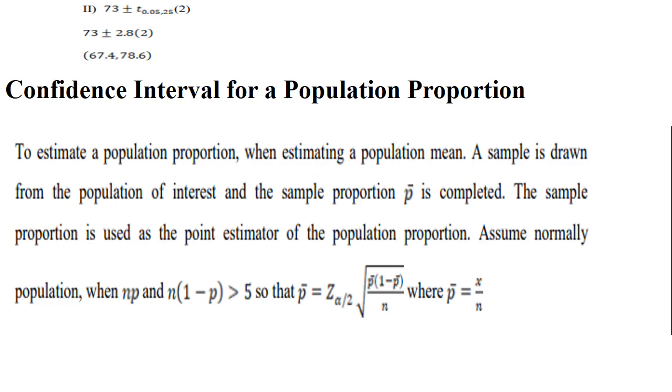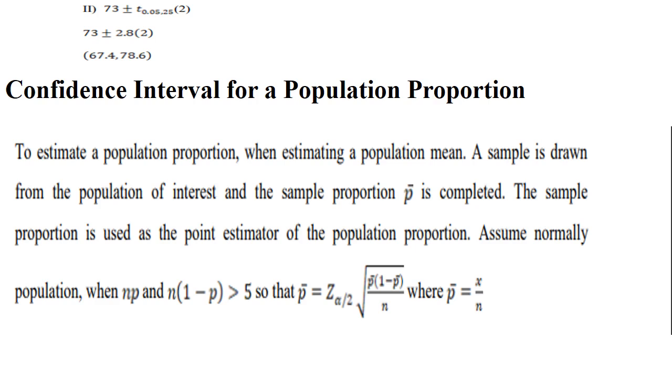We did confidence interval for the mean. Then here we have confidence interval for a population proportion. To estimate a population proportion, as when estimating a population mean, a sample is drawn from the population of interest and the sample proportion p bar is computed. The sample proportion is used as the point estimator of the population proportion. Assume a normal population when np and n times (1 minus p) are greater than 5. That is the formula we are using to compute the population proportion.